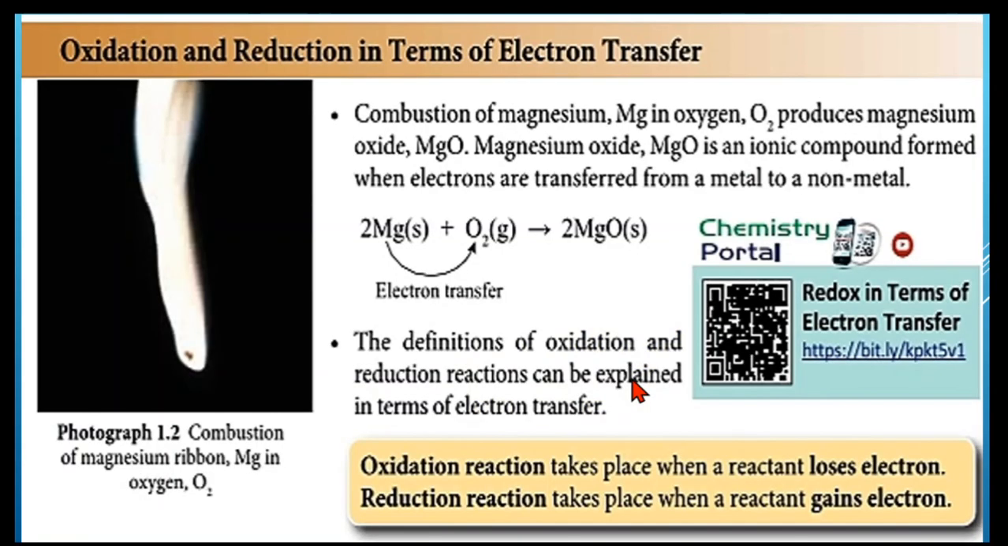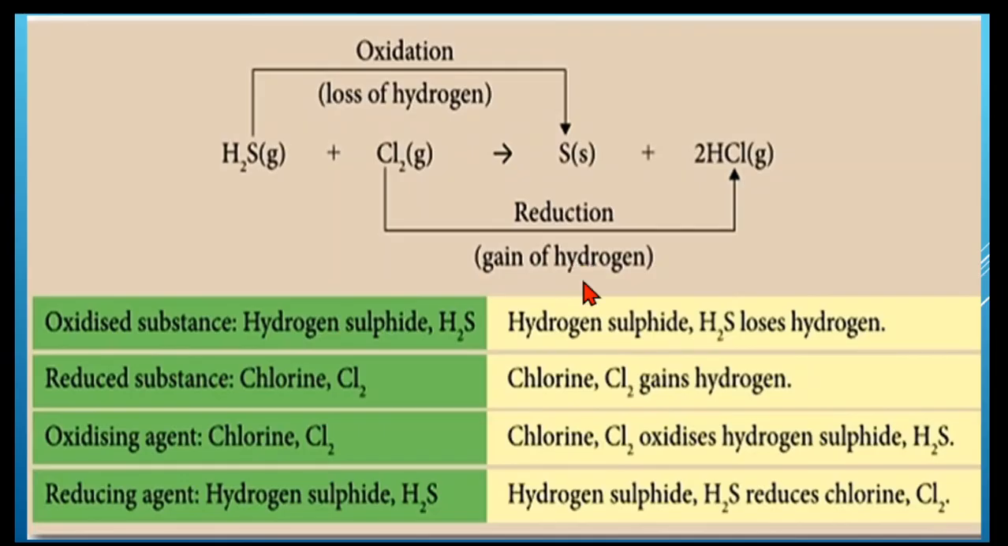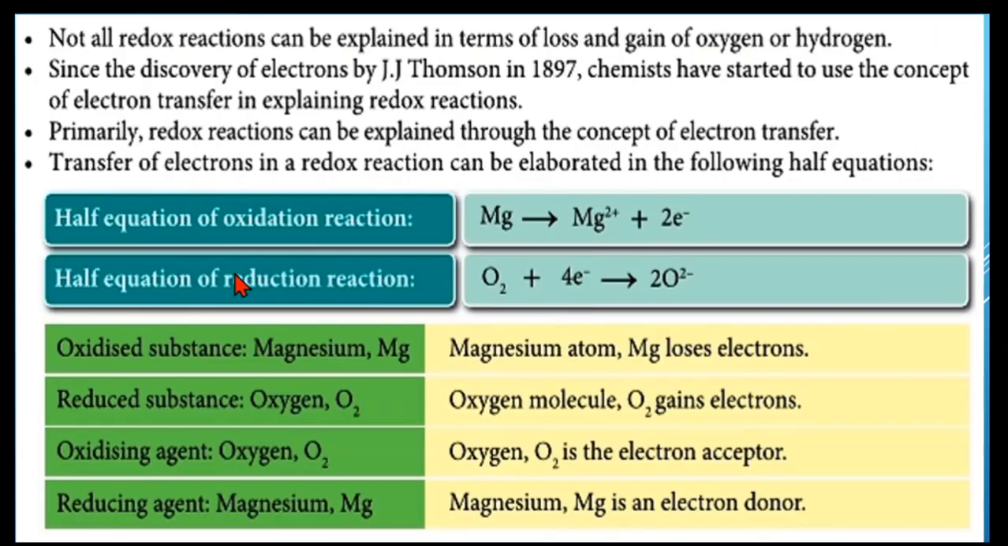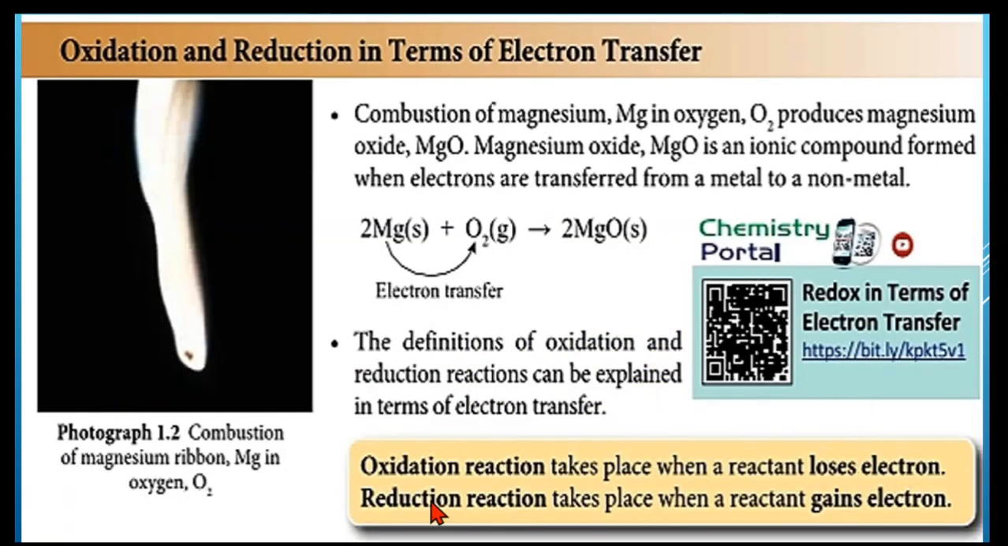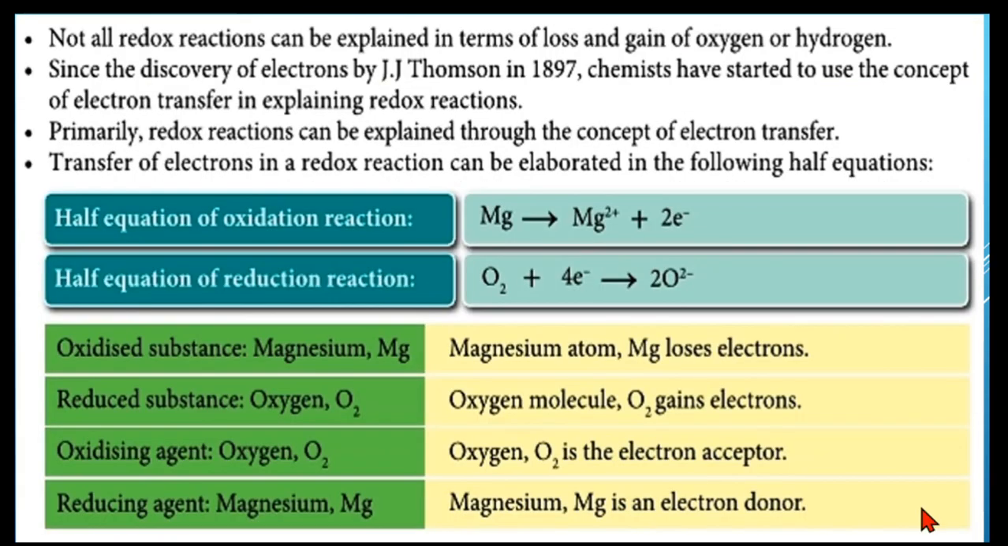Here, this one is magnesium plus oxygen becomes magnesium oxide. So let's see how electron transfer takes place here. Half equations of oxidation, half equations of reduction. Remember, what is oxidation? Loss of electrons. Reduction? Gain of electrons. So here, oxidation is loss of electrons. The magnesium loses 2 electrons, so it becomes magnesium ion, Mg2+.